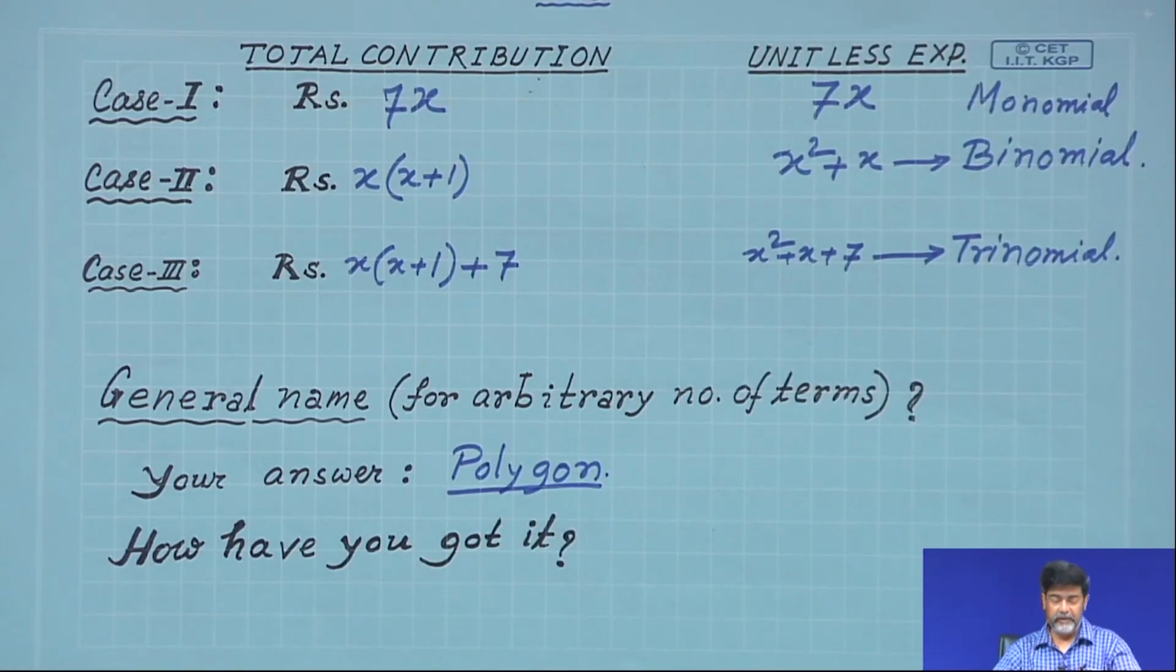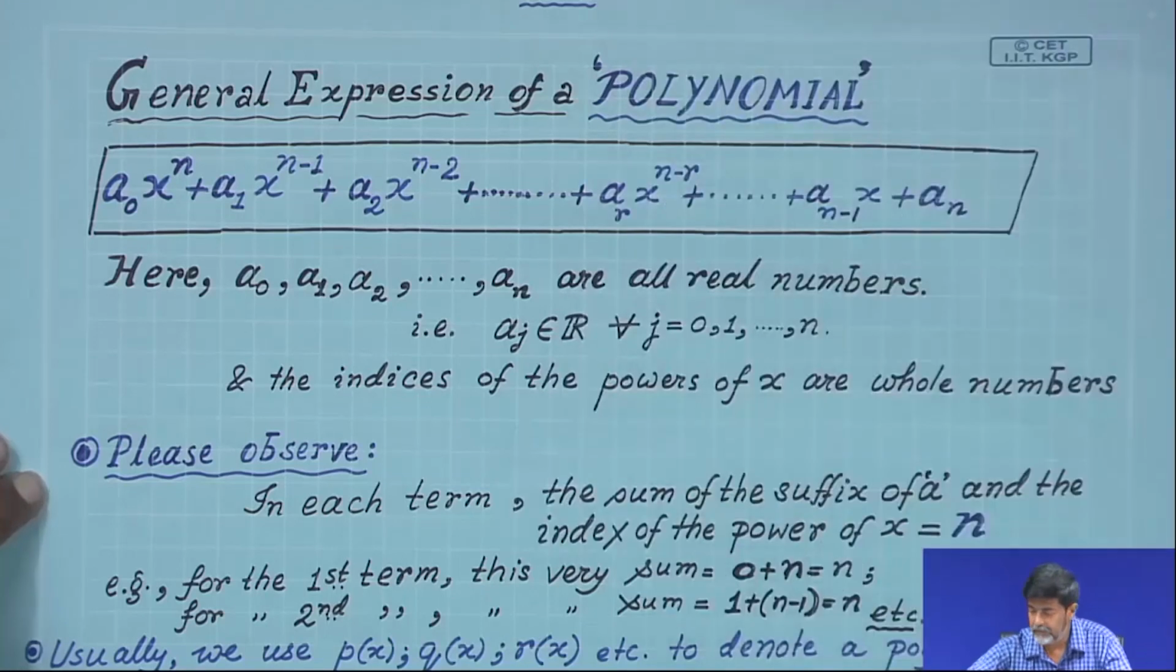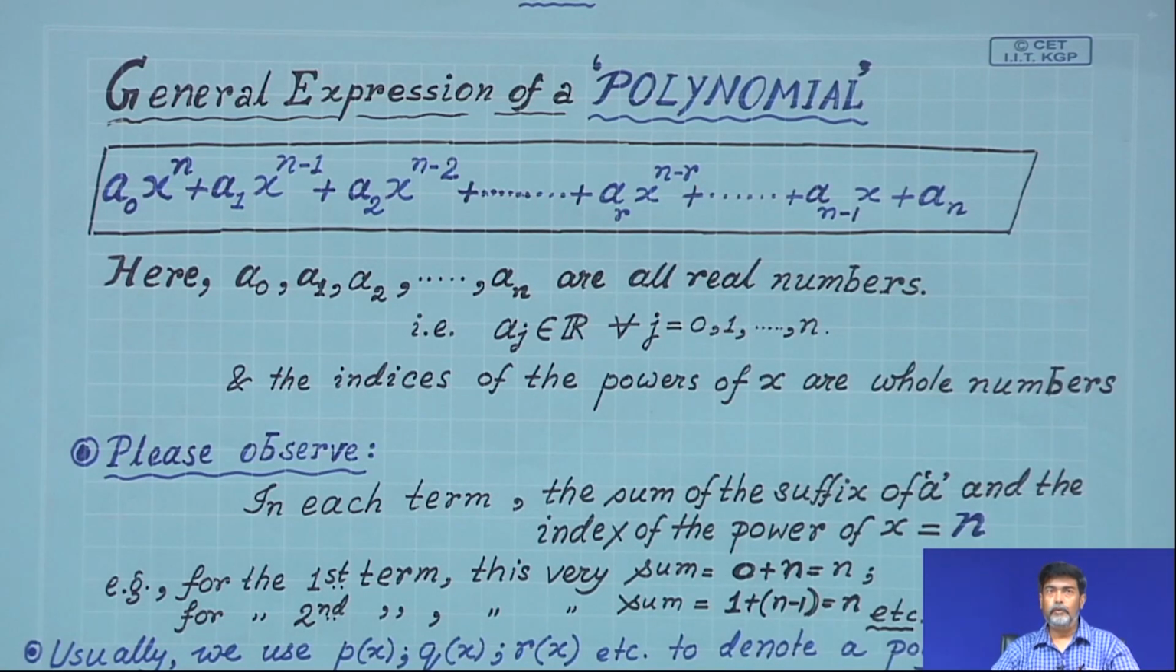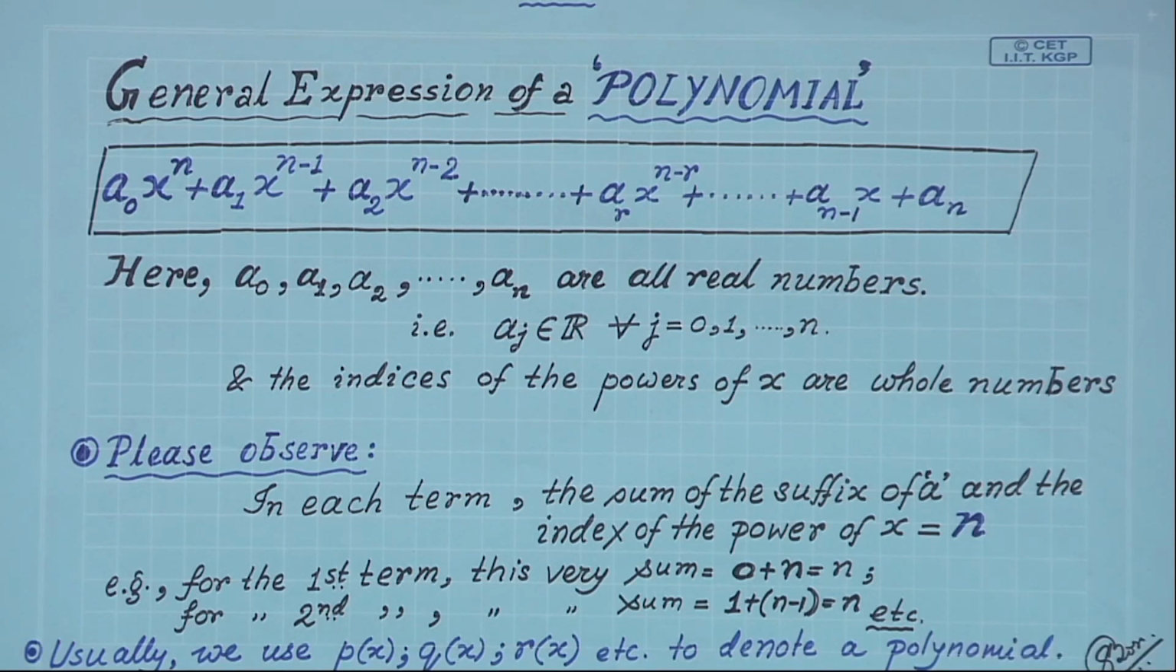So we are considering the general structure of the polynomial. Just look at the screen. The general expression for a polynomial, sorry, polynomial. You have used polygon, so I am uttering the same word. We are considering the general expression for a polynomial, which is a0 x to the power n.